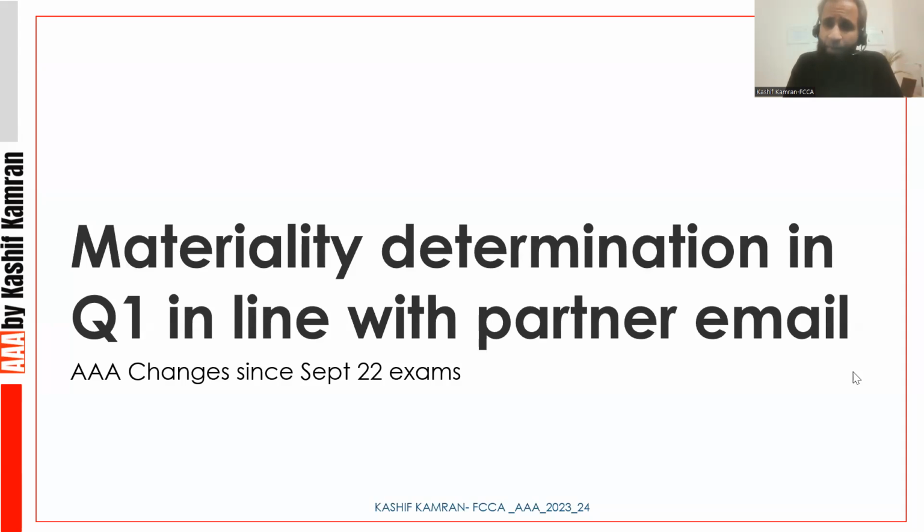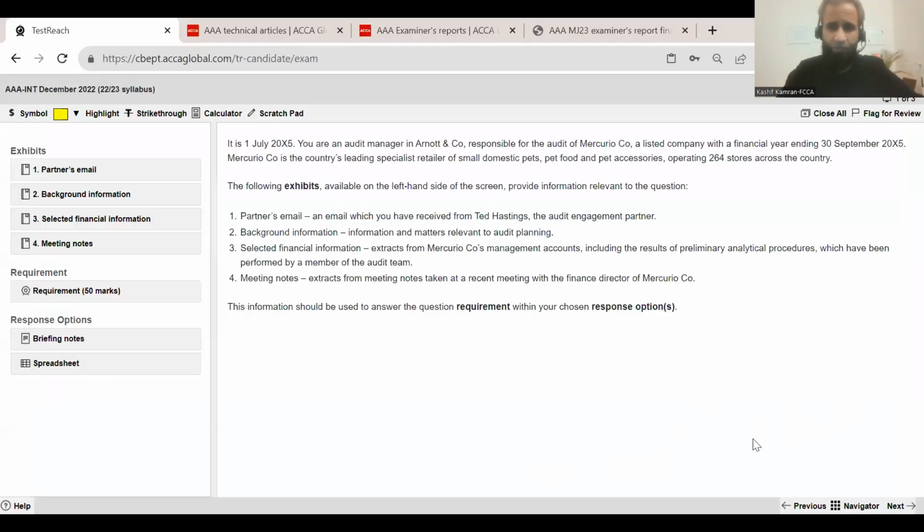Now, when we were reading the December 22 question on day 2, we found that the partner was telling us in the December 22 paper that you need to set the materiality on the basis of the profit before tax. So we'll see how you do that and how many marks you fetch for that. Let's go back to the practice platform and explore the statement of the partner, and see how you need to work on that to score the desired number of marks and the examiner expectations around it. Just let me open the practice platform. I hope you can see that in front of your screen now.